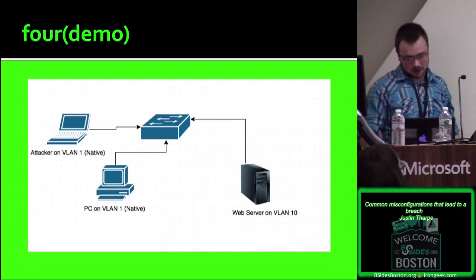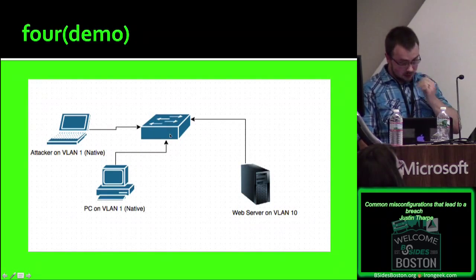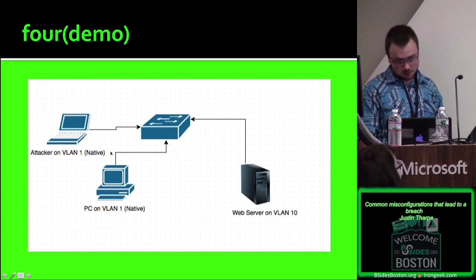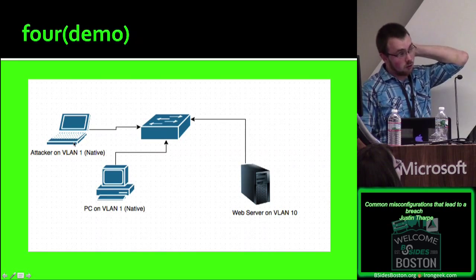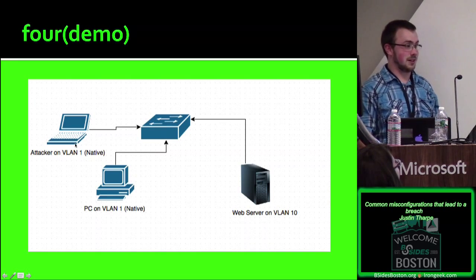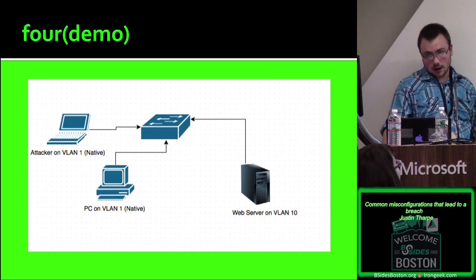So my demo for this is pretty basic, but basically I have a Cisco switch with VLAN 10 configured, and there's a web server sitting on it. And then the native VLAN is VLAN 1, which 90% of switches I see are VLAN 1 because that's how they ship, and people just plug them in and use them.